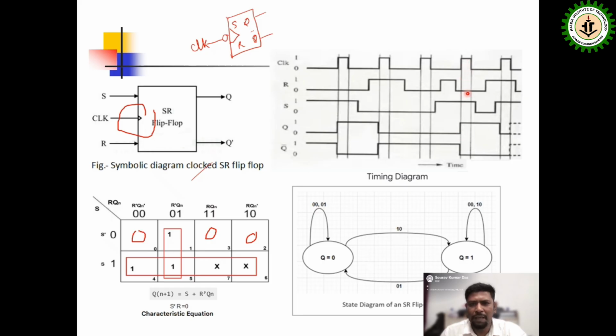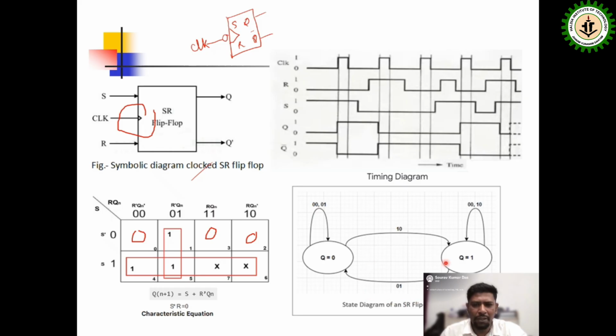When the fourth clock pulse is applied, R value is 0 and S value is 1. So it will be set again and continue until the next clock pulse. When the fifth clock pulse is applied, R value is 1 and S value is 0. So you cannot judge this position, what will be the state of the SR flip-flop. Okay.